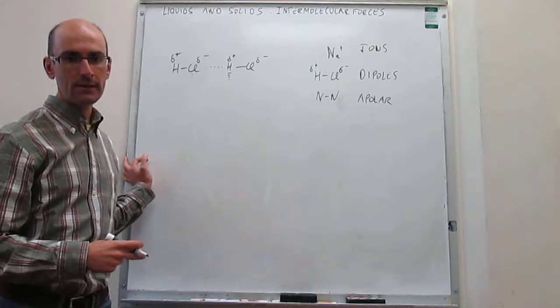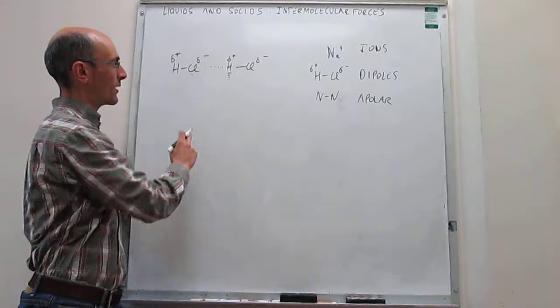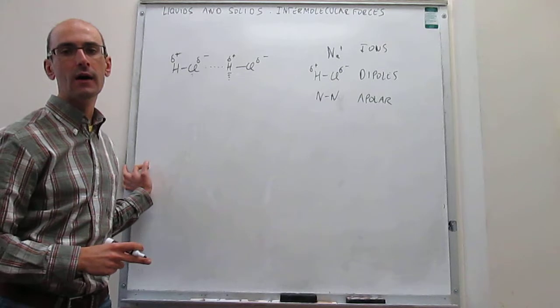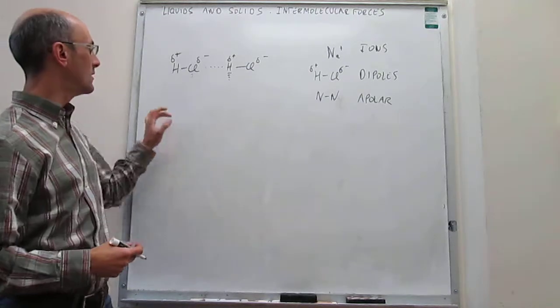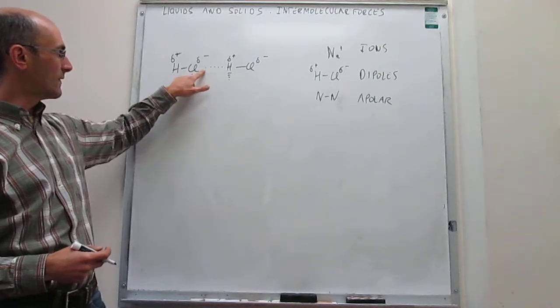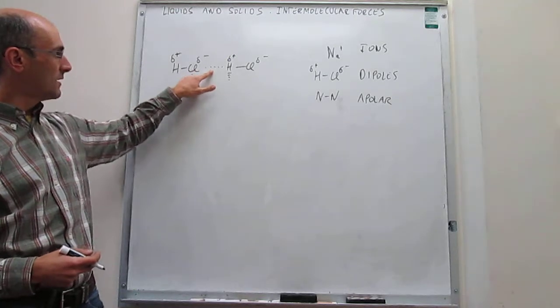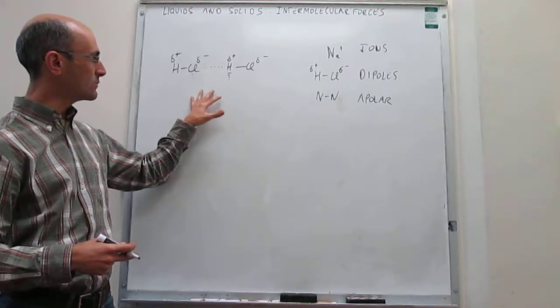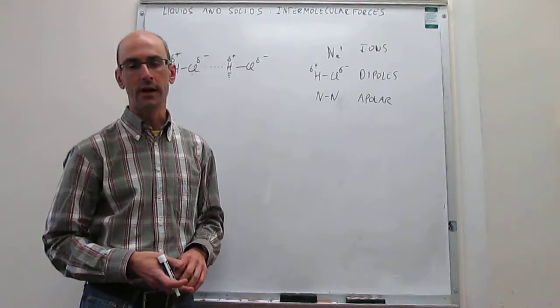A typical dipole-dipole interaction, like what you have right here, might be 1% the strength of a covalent bond of the molecules involved. So that intermolecular interaction might be about 1% the strength of that covalent bond. But that is what we call a dipole-dipole interaction.